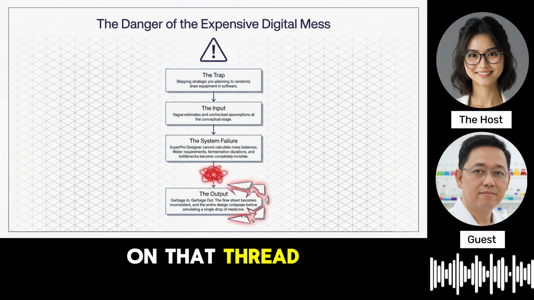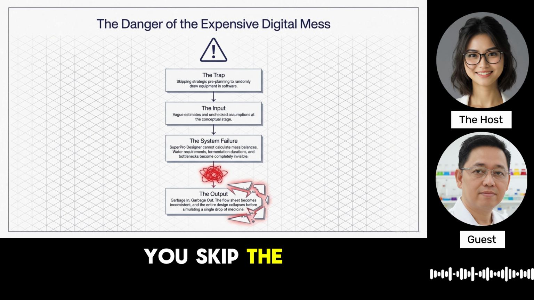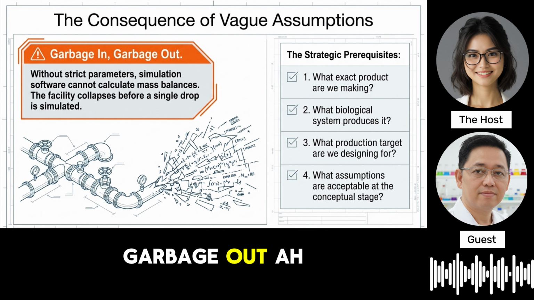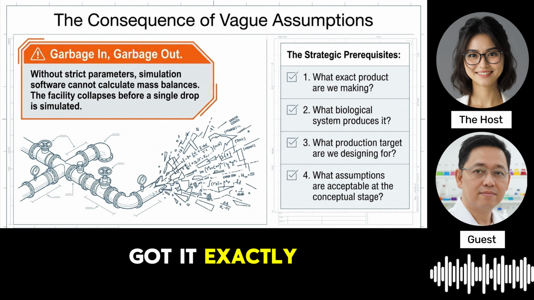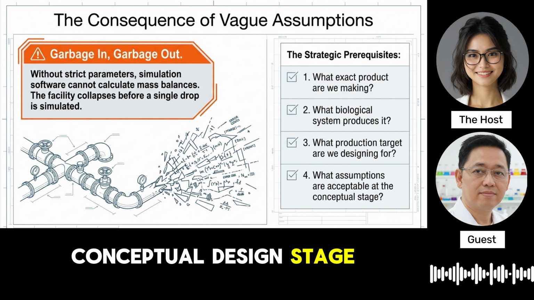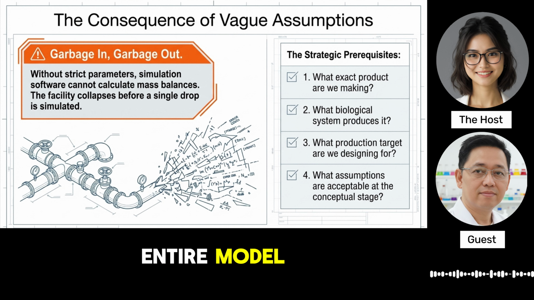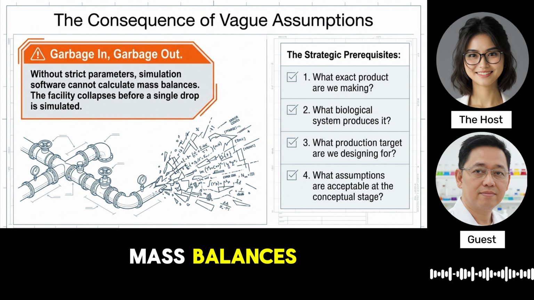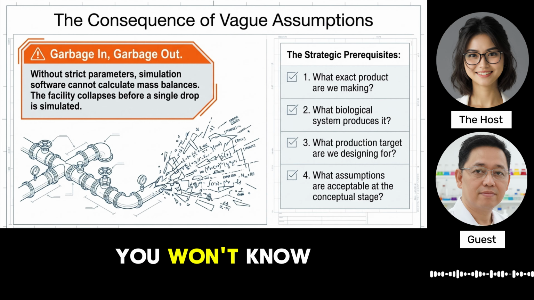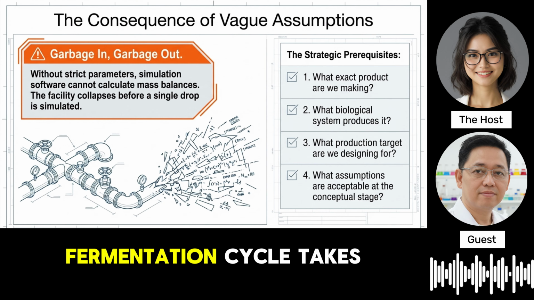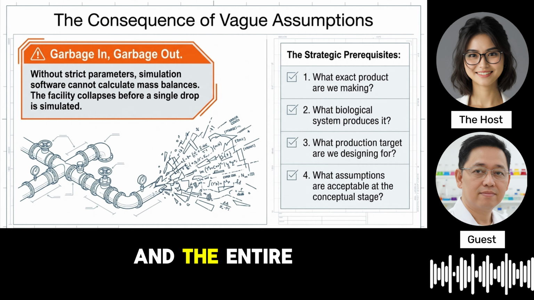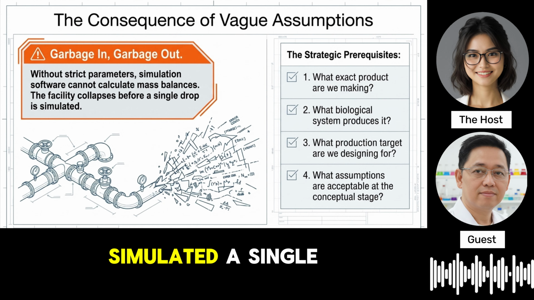Wait, I want to pull on that thread about assumptions. What happens if you skip the strategic step and just throw vague estimates into the software? The phrase we use is garbage in, garbage out. Right. Got it. Exactly. The assumptions you make at this conceptual design stage, they dictate the mechanics of the entire model. If your inputs are vague, SuperPro Designer can't calculate the mass balances. Because it doesn't have the data. Right. Yeah. You won't know how much water you need, how long a fermentation cycle takes, or where your bottlenecks are. The flow sheet just becomes inconsistent, and the entire design collapses before you've even simulated a single drop of medicine.